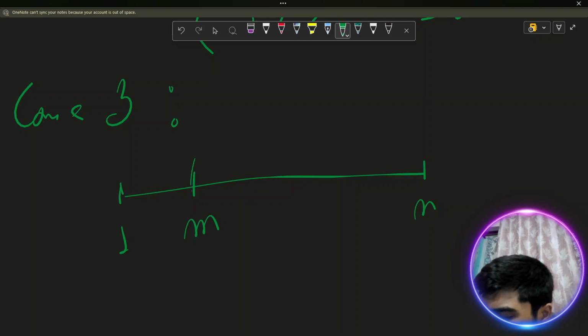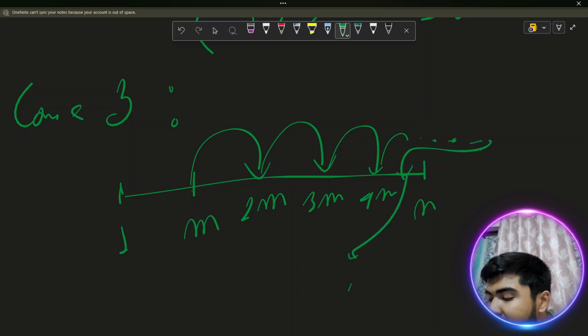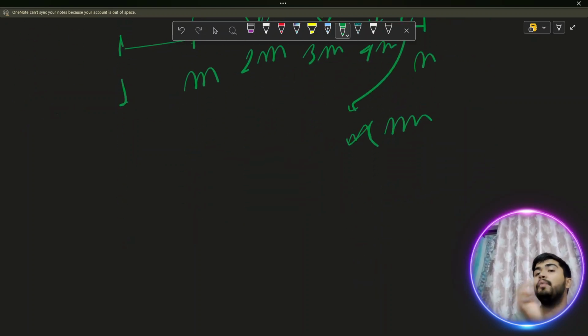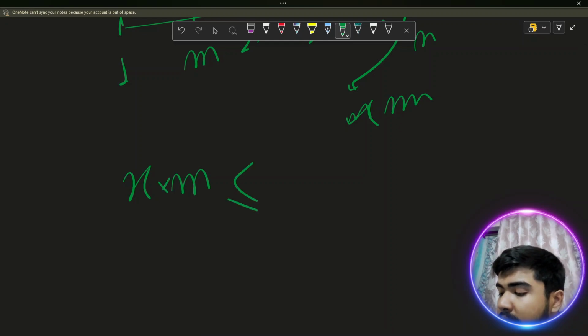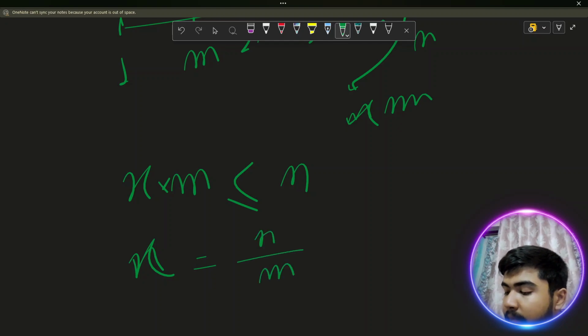It's nothing but m. Then what is the next one? 2m. Then what is the next one? 3m. What is the next one? 4m. Like this we have many, and the last one should be, let's suppose, xm. X can be any multiplier of m, but it should be within the range of n. So x into m should be within the range of n. Then what is the x factor? How many terms do we have? It is nothing but n divided by m.